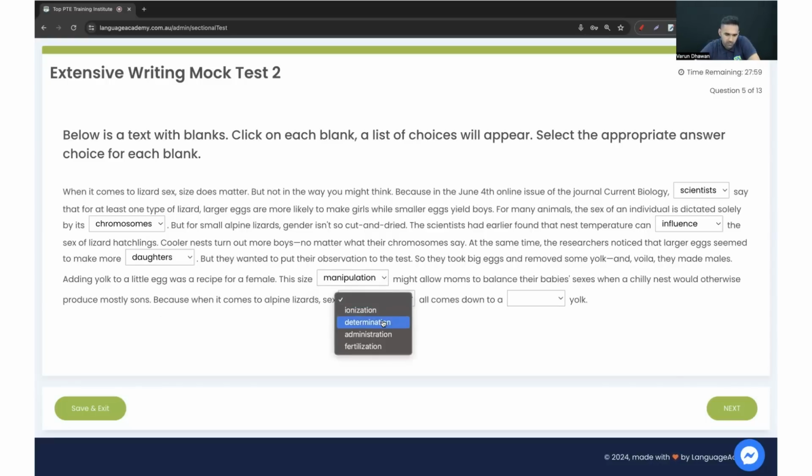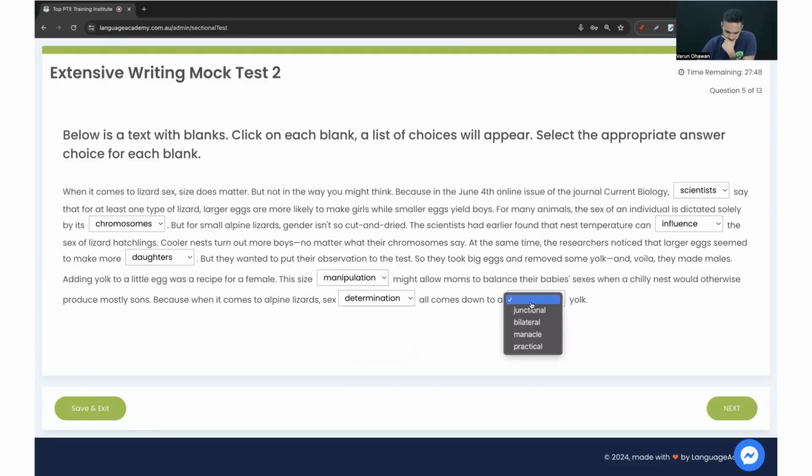Determination, sex determination. Why determination? Because the whole passage is based on gender determination or sex determination, whether it will be a boy or a girl. Comes down to a dash yolk. Junction, bilateral is between two yolk, right? But mechanical or practical.